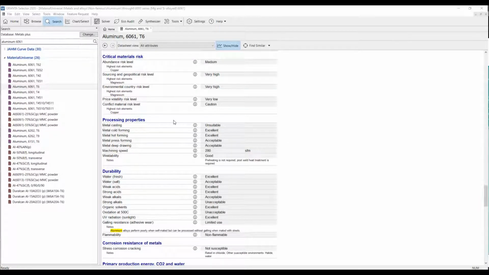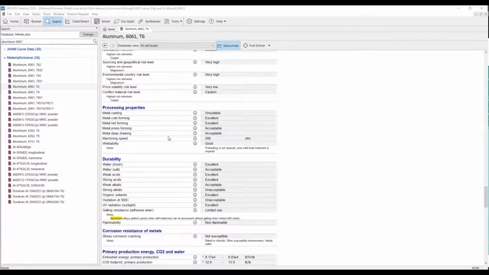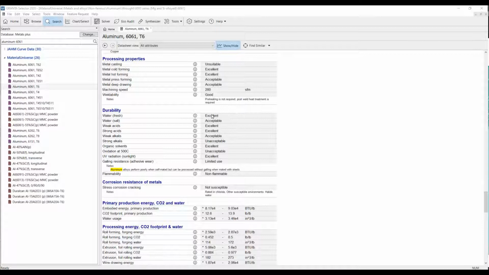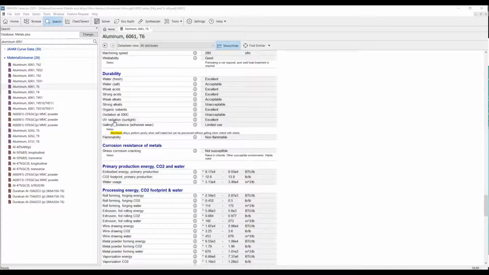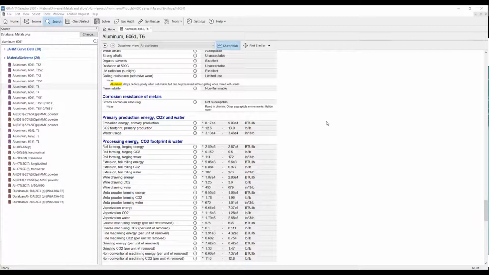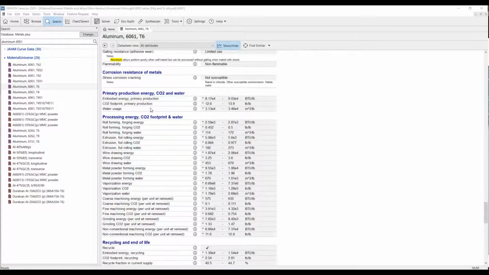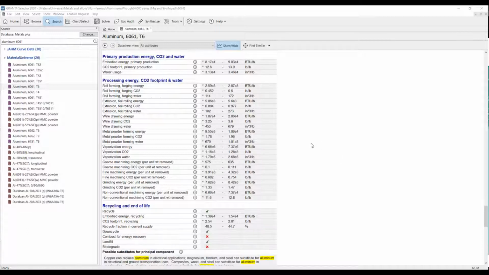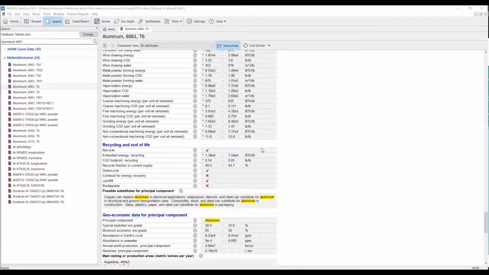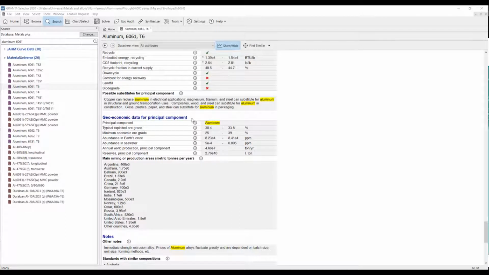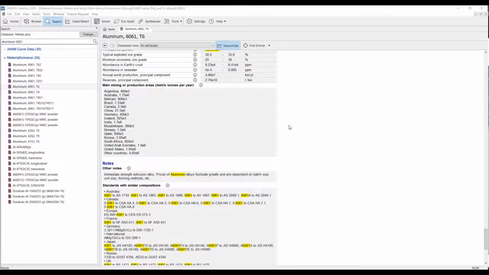Now we have processing properties, such as casting, forming, all that kind of stuff. Durability when exposed to acids or water, or ultraviolet radiation, among other things. Then we have corrosion, the required production energy for this material, such as how much water it takes to produce a pound of this aluminum and how much carbon dioxide is produced. We have recycling information, as well as geoeconomic data, so just how available it is in the world, essentially. And this is pretty much the end of the data sheet.